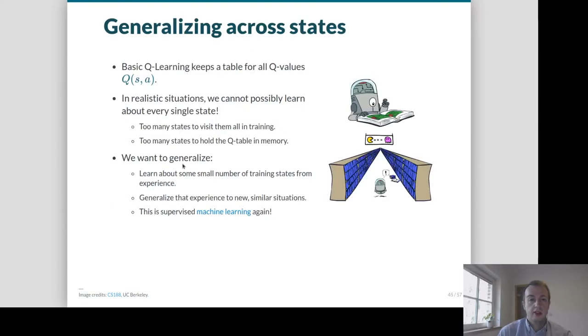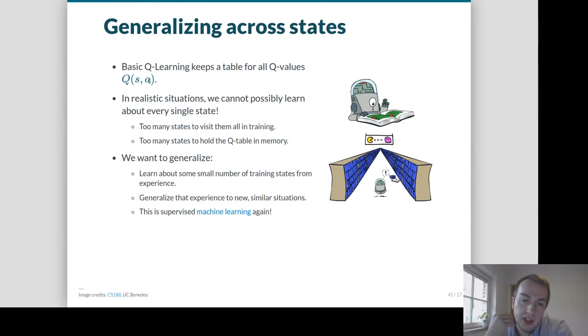All right. So we are almost at the point where we could use this in practice, but not just yet. If you use basic Q-learning, as you have just seen in the previous slide, what you need to do to run this algorithm is to have a table for all Q values, so for all Q(s, a).